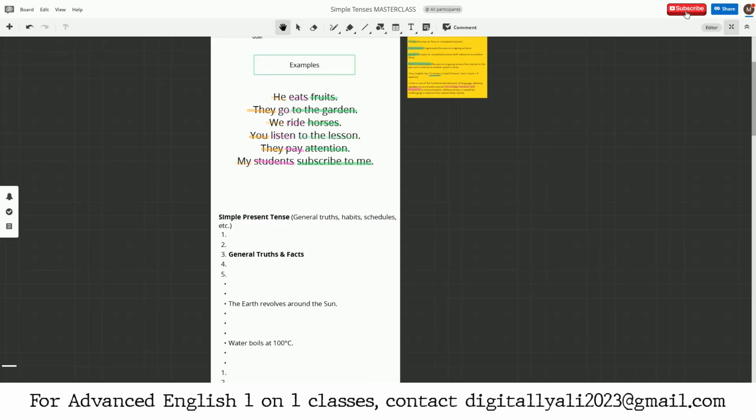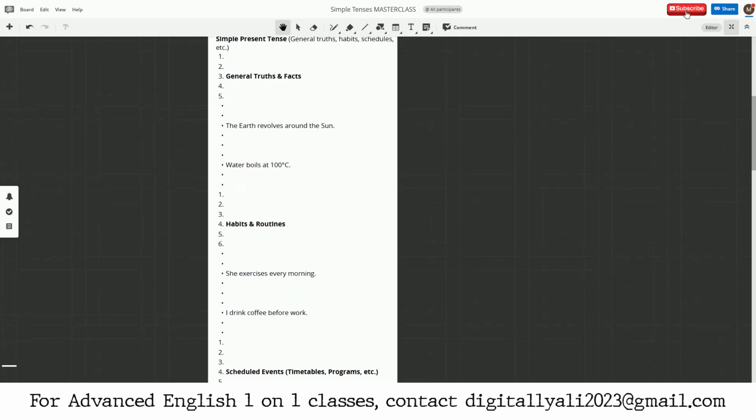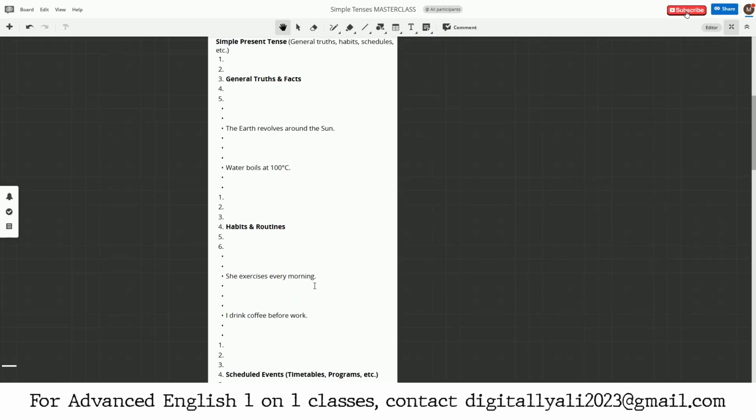The simple present tense shows general truths, habits and schedules. So in general truths, we say the earth revolves around the sun. Simple present. Water boils at 100 degrees Celsius. Simple present. And these are general truths, right? We tell about habits and routines. So she exercises every morning. I drink coffee before work. So you see that these are habits and routines, right? These are happening indefinitely, for indefinite time. Like we don't know when they started, but we do know that they started a long time ago, and it's now a habit, or it's now a generality, right?